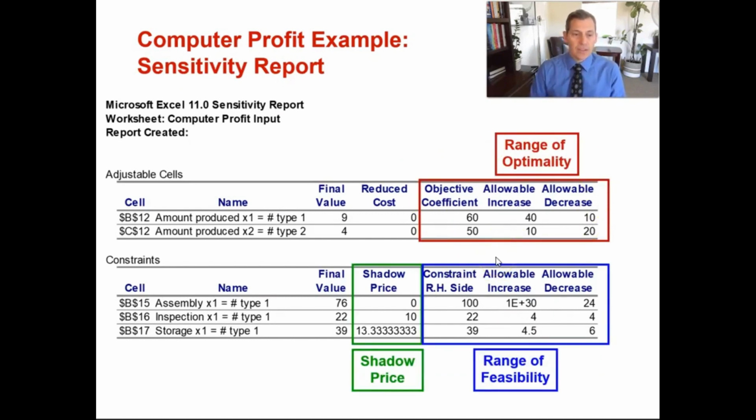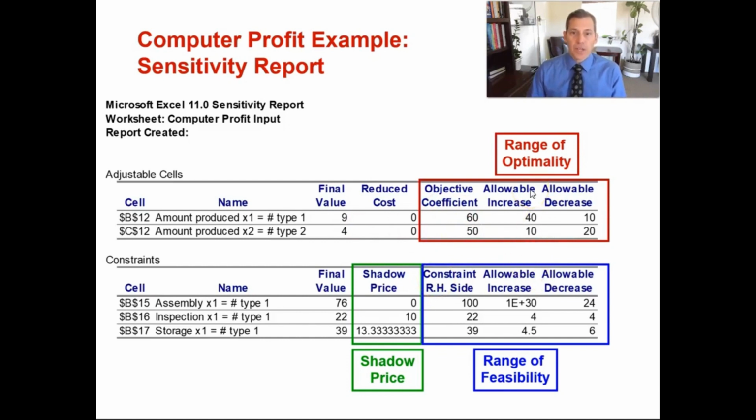And we went over this in the last video where we're going to be making 9 of the type 1 computers, and it's $60 profit per unit. So 9 times 60 is $540. You're going to be making 4 of the type 2 computers, and they profit $50 per unit. So that's $200. So when you add $540 and $200 together, you get $740, which is your maximum profit.